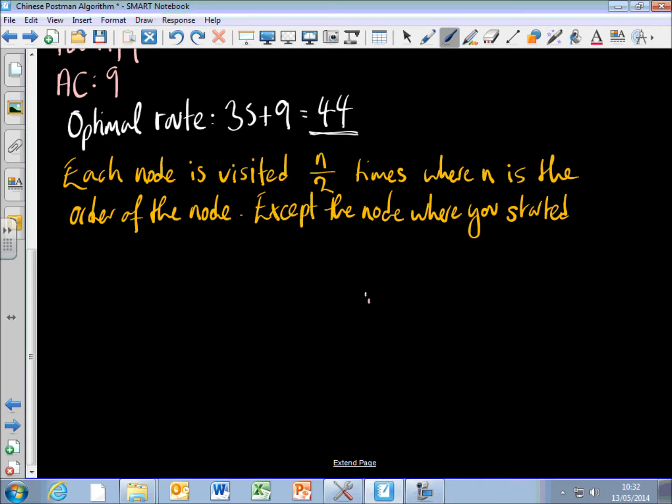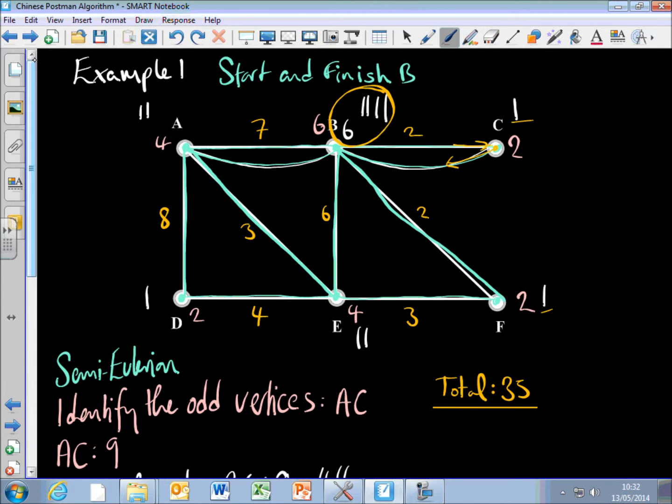How many times does this get visited? This is visited n divided by 2 times, and then we add on 1, because it's where you started, you already stood there. Okay? So that's another sort of question you could get asked after you found your route. How many times do you visit node D or something like that?